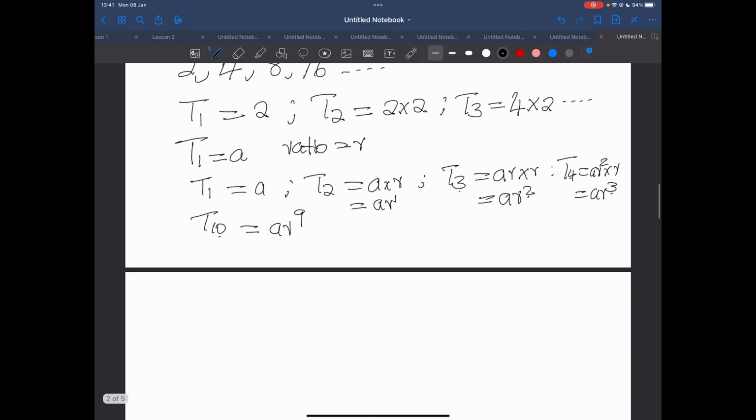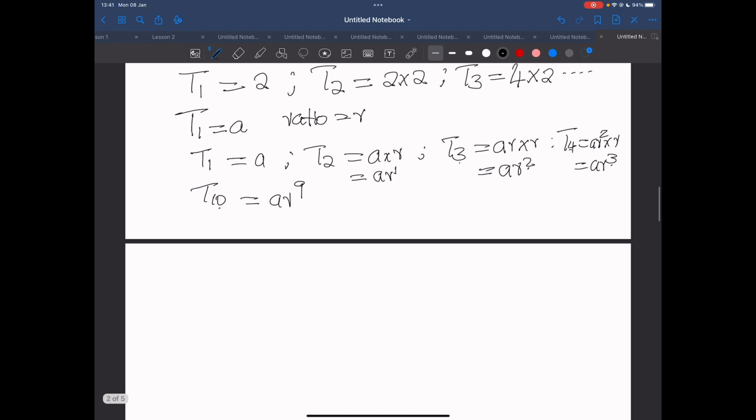Generally, to get the general term of a geometric sequence, we want term number n, which will give us AR. Remember, if it's 10, it will be 9. So if it's n, it now becomes n minus 1. So now we have the general term of a geometric sequence.